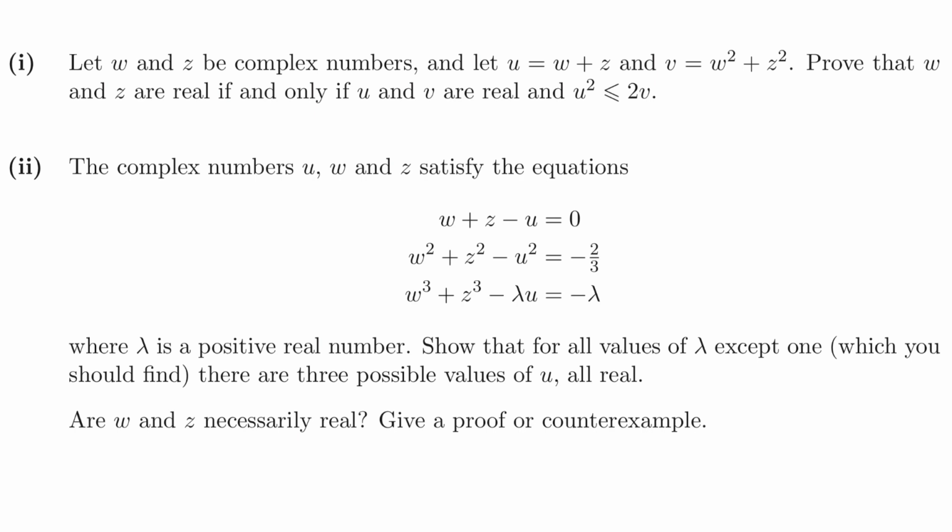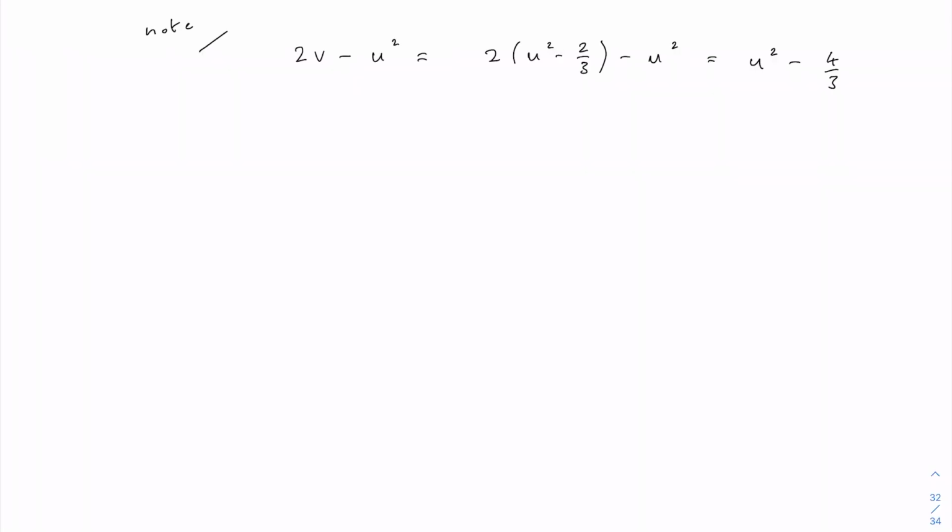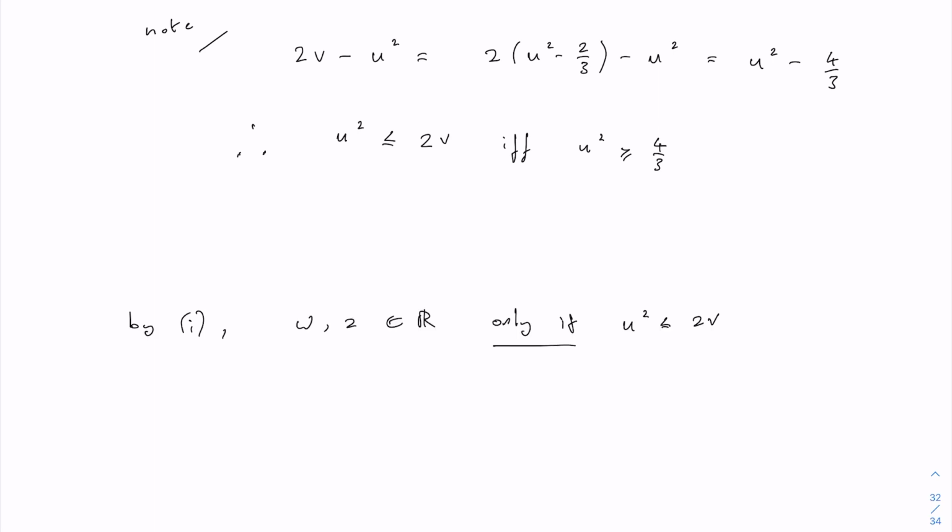We've just shown that u is real, and so v, as we defined it, is also real. And so the reality of w and z just comes down to the inequality. And whether or not the inequality holds is equivalent to asking whether this expression is positive or non-negative. And it is in the case that, and only in the case that, u squared is greater than or equal to 4/3. So we can use this to make a solid argument for the counterexample. We can argue that by part 1, w and z are real only if u squared is less than or equal to 2v, and therefore an obvious counterexample would be the case u is equal to 1.